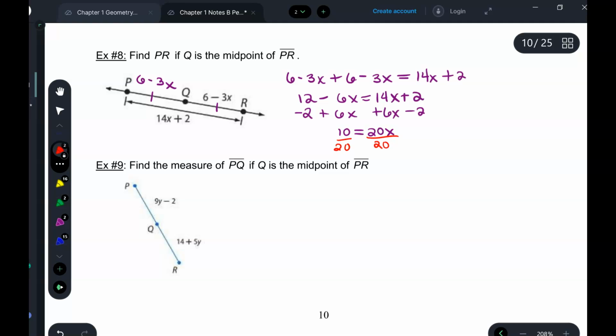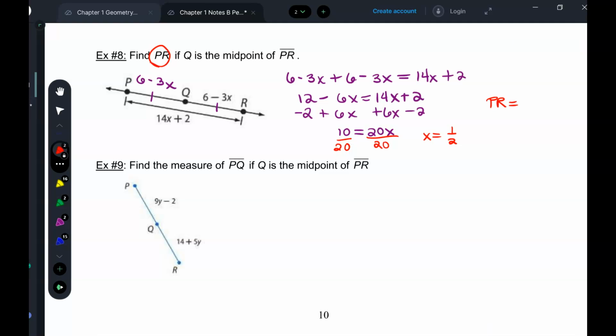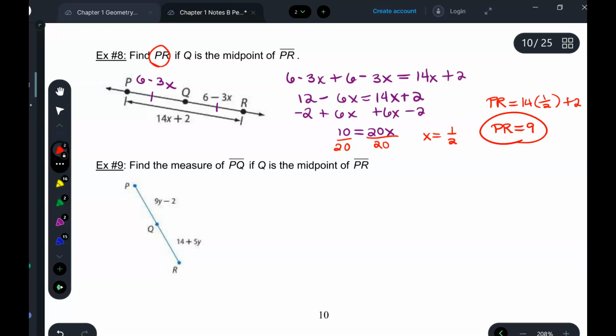1 over 2. Now, we didn't ask for x. What did we ask for? PR. PR is 14x plus 2, right? So we have 14 times a half plus 2, yeah. And so we get 9. Why? Oh, you plug it in? Yep, just plug it back in. Okay, that's often what we'll have to do. We'll have to plug it back in.